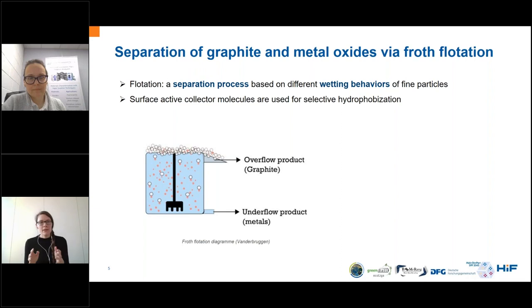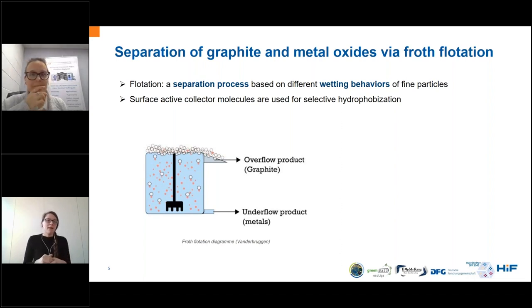So if you put all of these particles in a huge tank, as you can see here on the left, usually you have a rotor-stator system, so you have a lot of turbulence and mixing going on, and then you add air. Then the air bubbles will be very finely dispersed, and they will collide with the particles. And the particles, which are rather hydrophobic, will attach to the air bubble. They will rise to the top, and then you can collect the froth. Basically, then you have your concentrate, or in the case of the batteries, we would call it the overflow product, which would be the graphite. And we have the underflow product, which are the cathode active materials, because they would stay in the suspension. And this is how we would separate the graphite from the metal oxides.